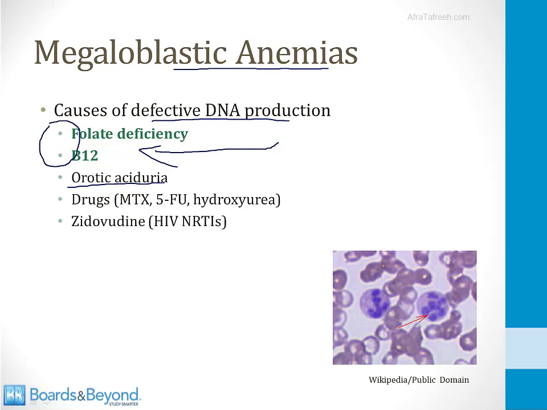And then finally, there are some drugs which interfere with DNA synthesis. These include methotrexate, 5-fluorouracil, hydroxyurea. Also, drugs used to treat HIV like zidovudine. All of these can impair DNA synthesis and lead to a megaloblastic anemia, but I discuss all of these things in much greater detail in the biochemistry section.